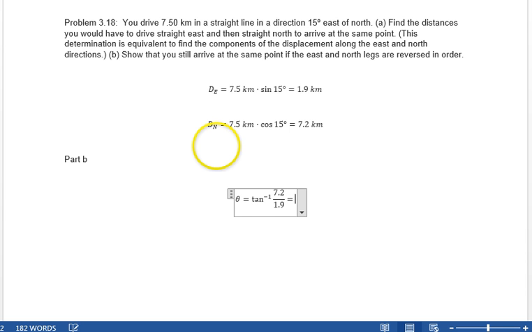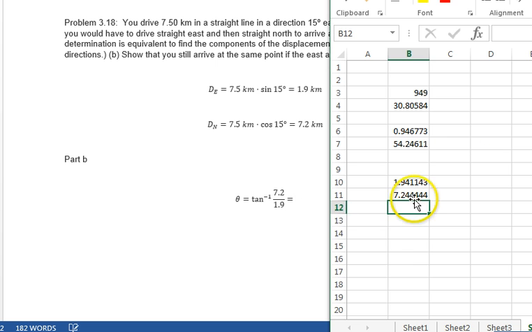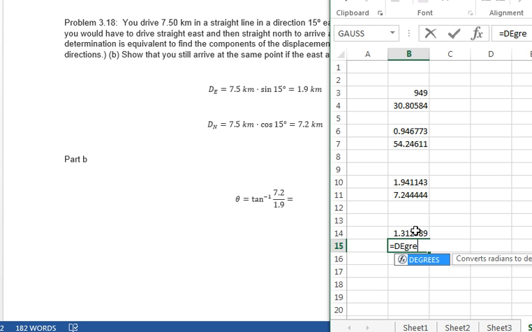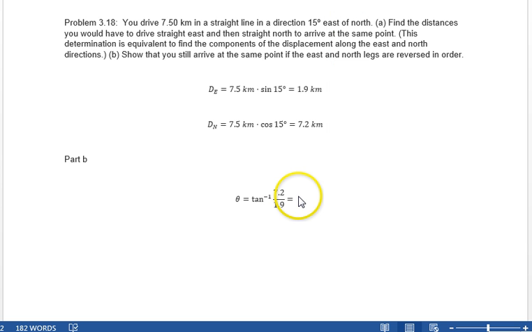Now, because of rounding errors, we're not going to get exactly the same answer, but we're going to do this anyway. It equals arctan of 7.2 divided by 1.9, and now we need to convert that to degrees. So 75 degrees. Okay, we're going to go at 75 degrees.